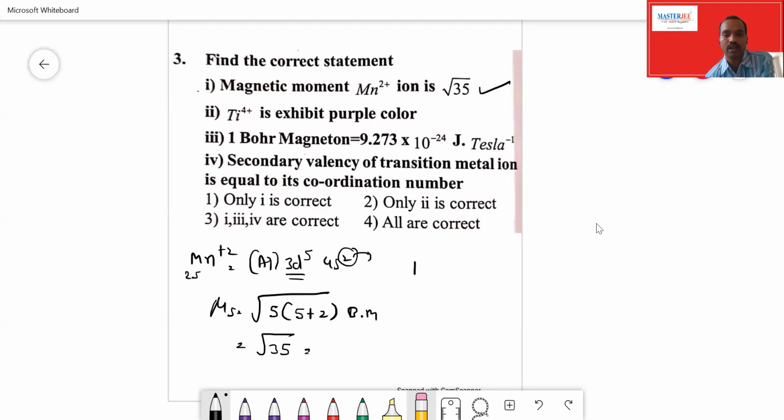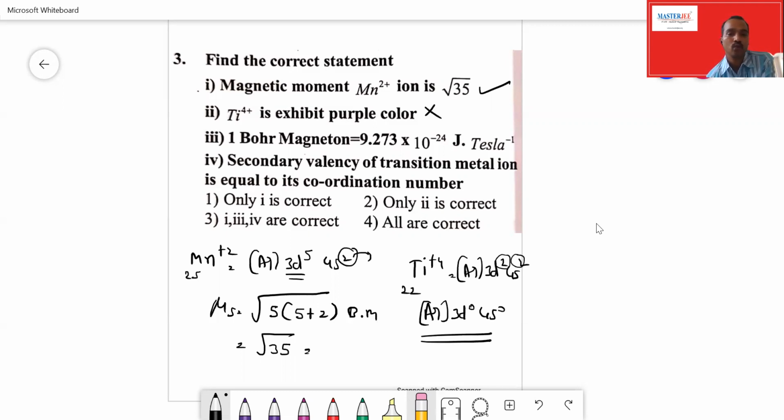Now titanium 4+. Titanium has atomic number 22, argon 3d2 4s2. All 4 electrons come out from here, so the configuration is argon 3d0 4s0. It won't show any color, so this option is incorrect. 1 Bohr magneton is equal to 9.273 × 10^-24 joule per tesla. This is correct. The secondary valency of a transition metal ion is equal to its coordination number. That is also correct. So we can go with 1, 3, 4 as the correct options.